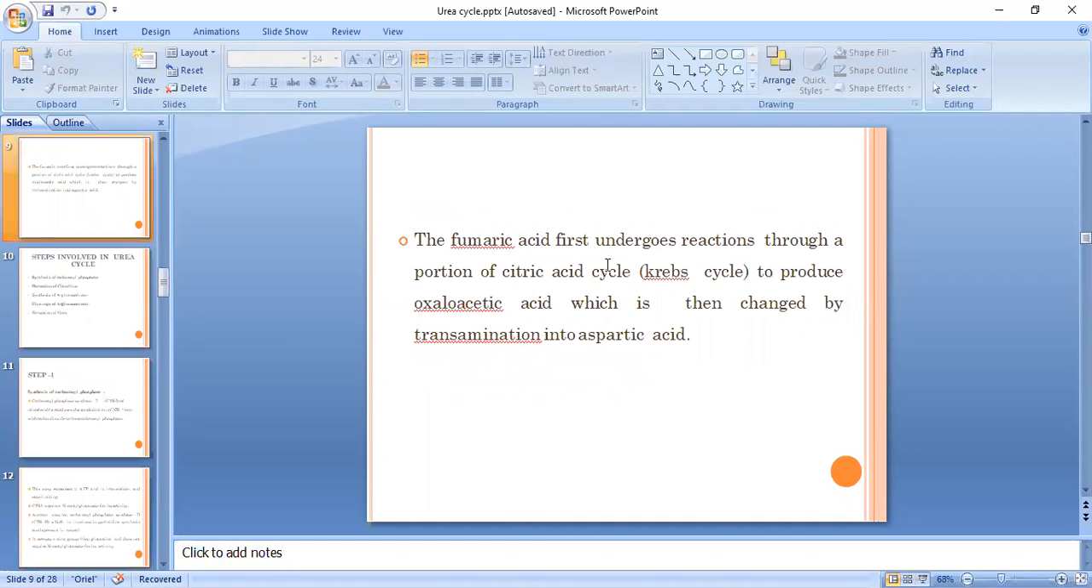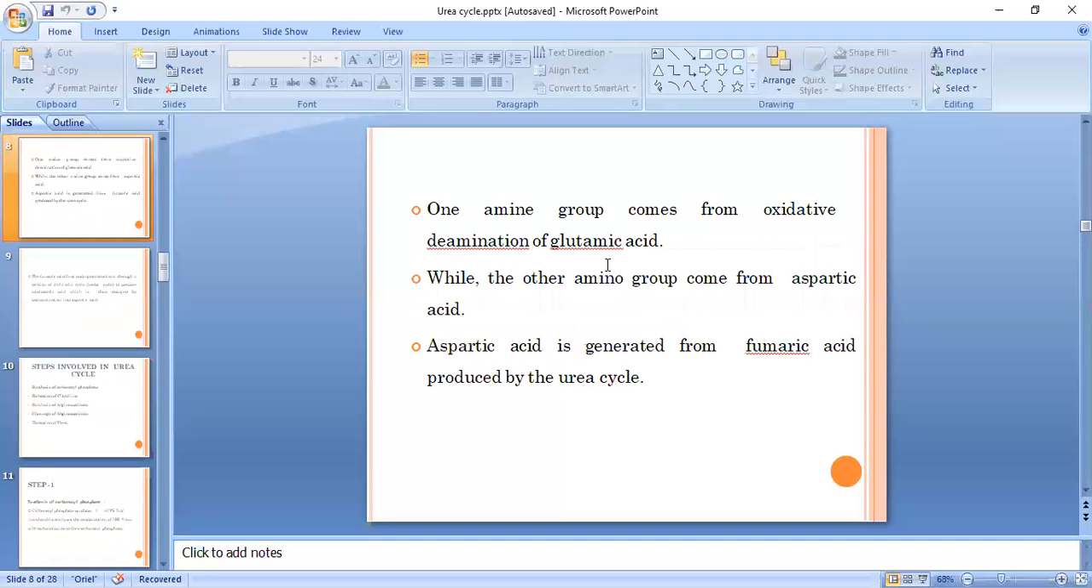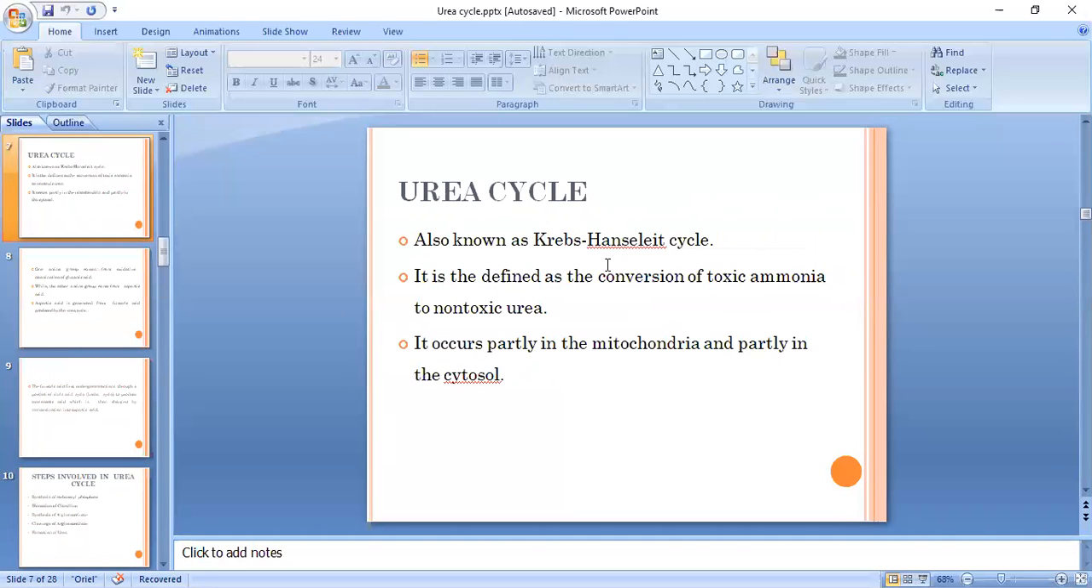The fumaric acid produced by the urea cycle undergoes a series of reactions and enters the Krebs cycle or TCA cycle. In the TCA cycle, you can see the formation of oxaloacetic acid, which is converted into aspartic acid. So in the urea cycle, the ammonia which is in toxic form is converted into non-toxic form, and the major portion takes place in the mitochondria and some part in the cytosol.